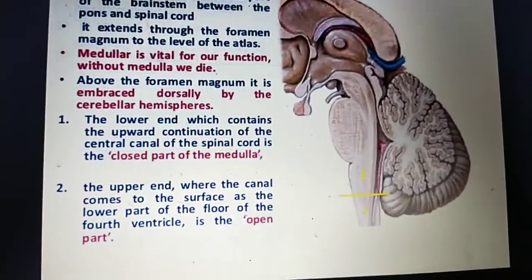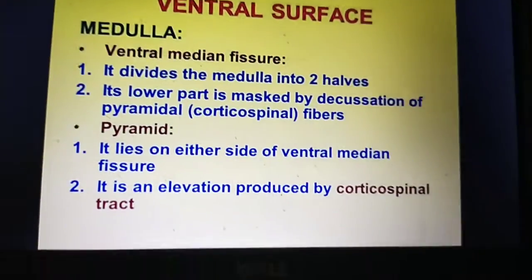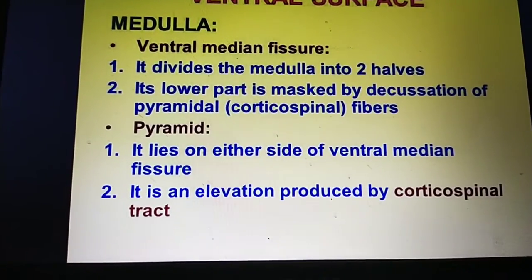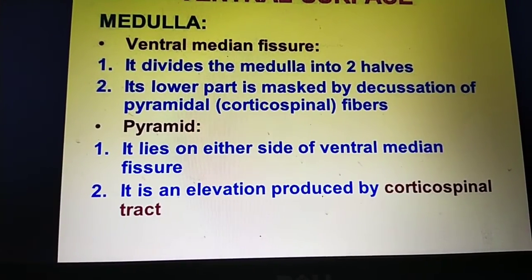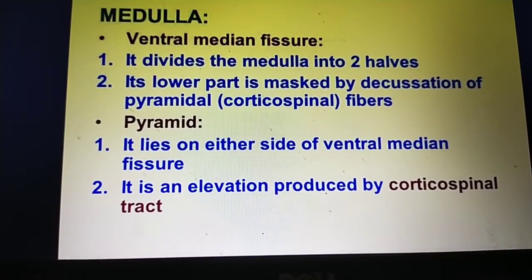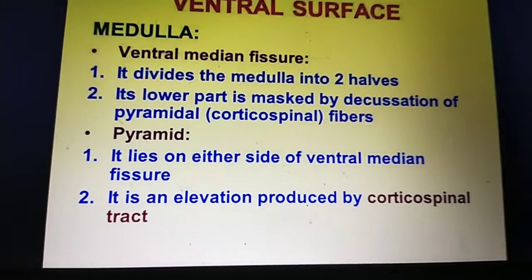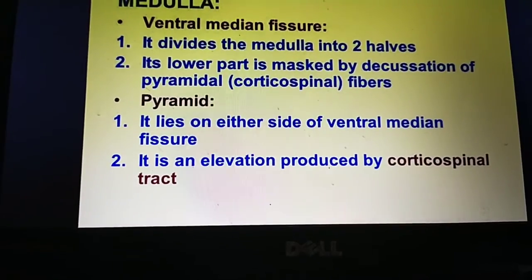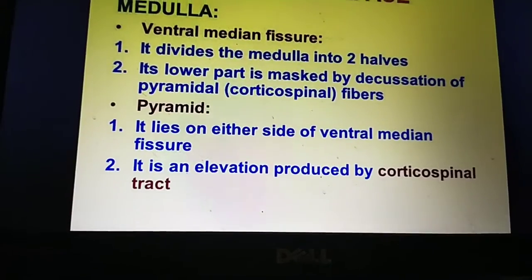You can go for the next slide. Okay, brain stem and ventricle surfaces. The medulla has the ventral median fissure. It divides the medulla into two halves. Its lower part is marked by the decussation of pyramidal fibers, then the pyramids. They lie on either side of the ventral median fissure, and each is an elevation produced by the corticospinal tract.